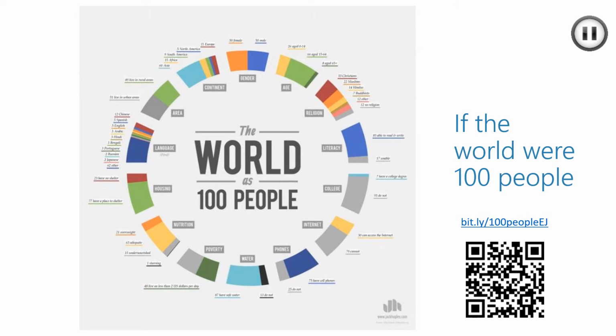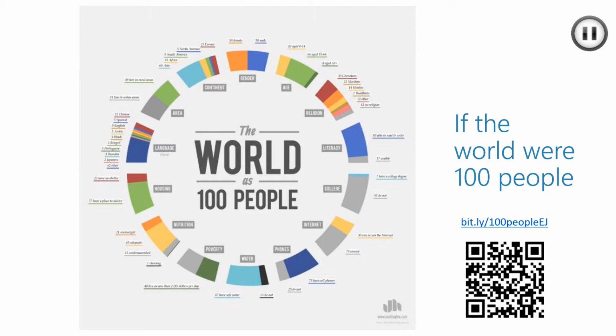And here is the actual chart. This is how the world would look like as 100 people. If you type the link bit.ly 100 people EJ or scan this code, you can see this chart better. It is divided into 14 key topics. Please pause the video and compare with your predictions.